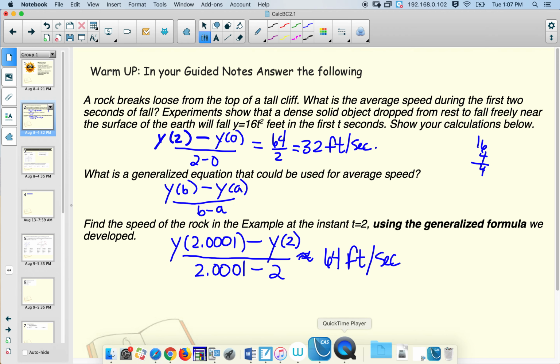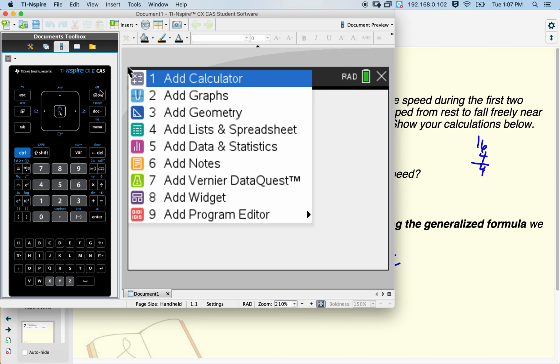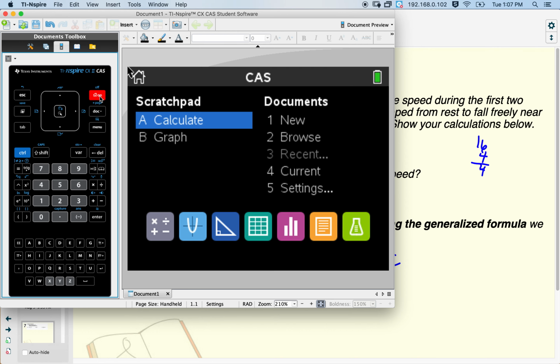Okay, let me show you how to do that on the Inspire. So on the Inspire, on the home screen, we have two modes that your calculator can work in. Scratchpad would just be for like a real quick computation. But Documents is what we're going to want to use more often. The Documents page allows us to save. It's also helpful if you are taking an assessment, you can save the pages.